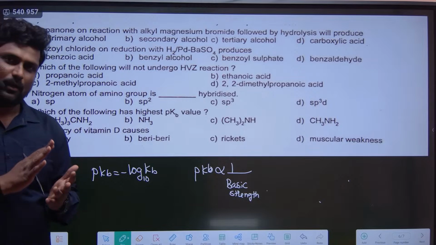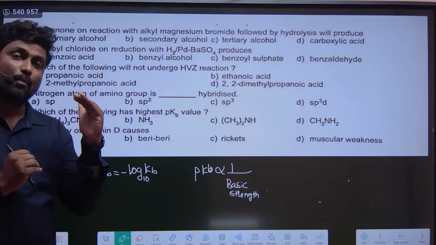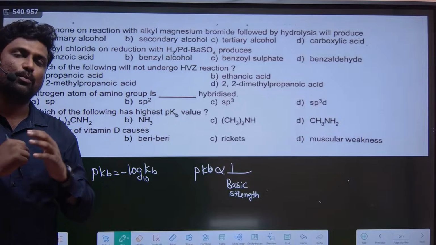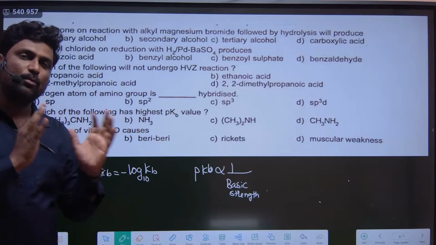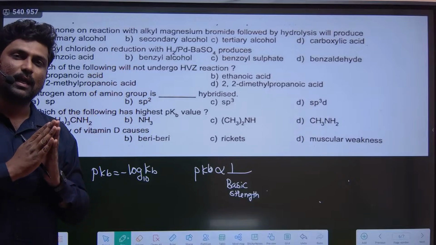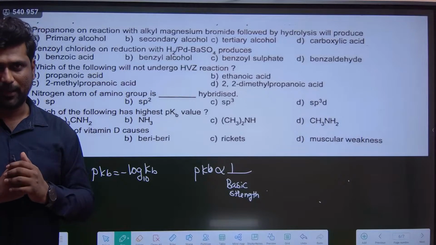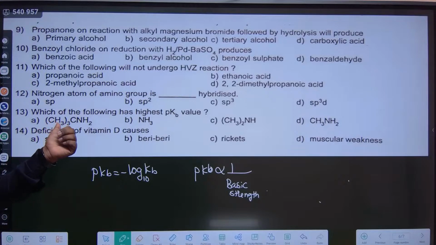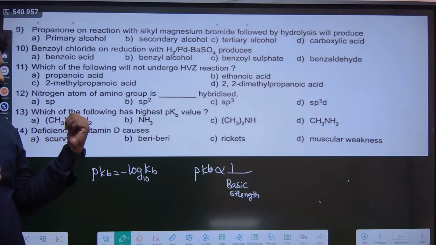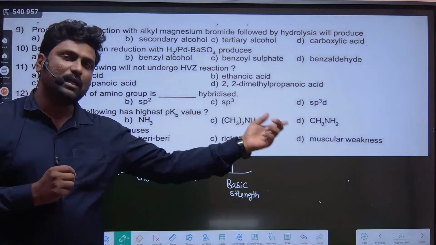So you already have knowledge about the basicity of amines and alkyl amines. Alkyl amines are more basic than ammonia because the alkyl group is an electron donating group. It pushes electrons by the positive inductive effect, and the lone pair of electrons on the nitrogen atom of alkyl amines is more easily available for donation, so they behave as stronger Lewis bases than ammonia. Therefore, you have to check options A, C, and D. All are alkyl amines. A is a primary alkyl amine. C is also a primary alkyl amine. D is also a primary alkyl amine.